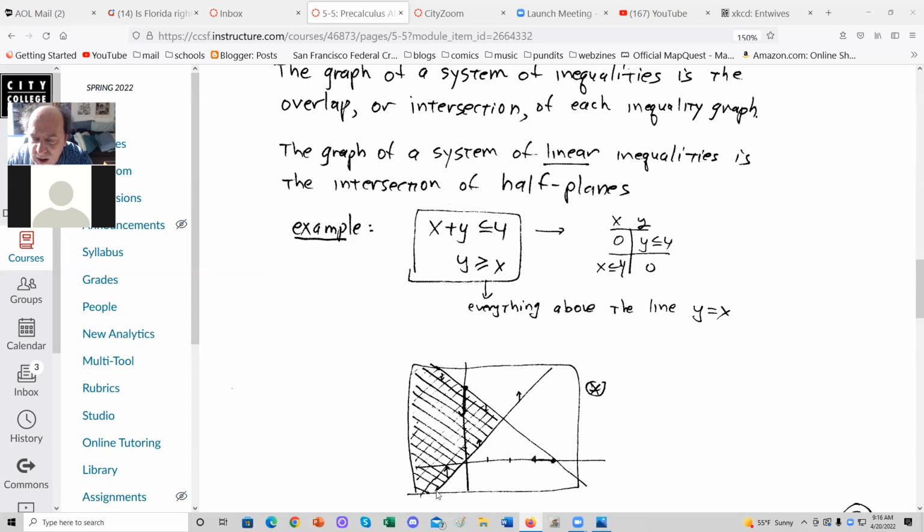y greater than or equal to x, here's the line y equals x, and we color in everything above the line. We want to know where above this half plane here meets below this half plane here. That'll be a quarter of the plane like this.